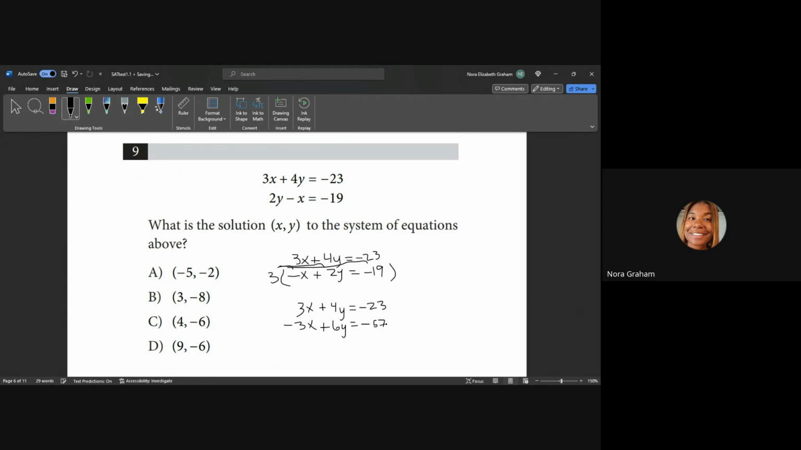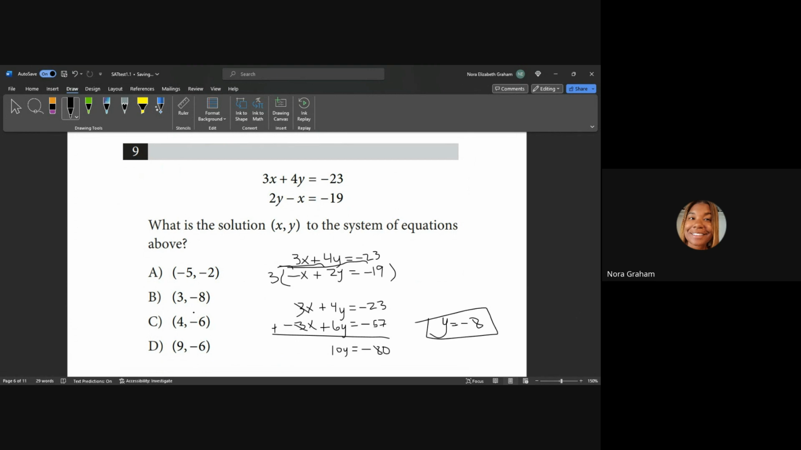Then I'm going to add these two equations, and we'll see my x's cancel out. I'm left with 10y equals negative 80. Divide both sides by 10, you get y equals 8. My apologies, negative 8.